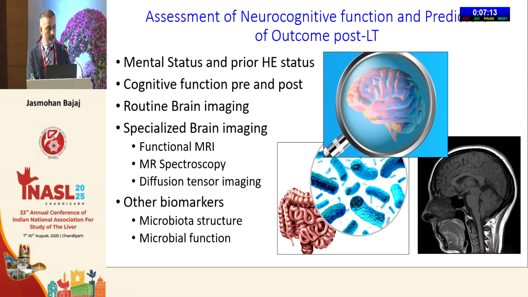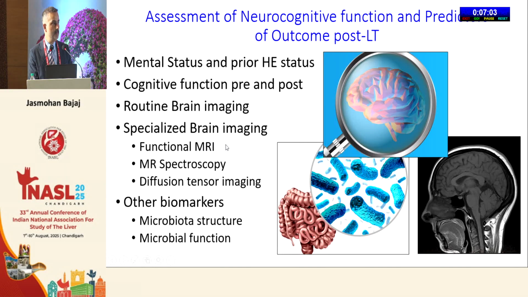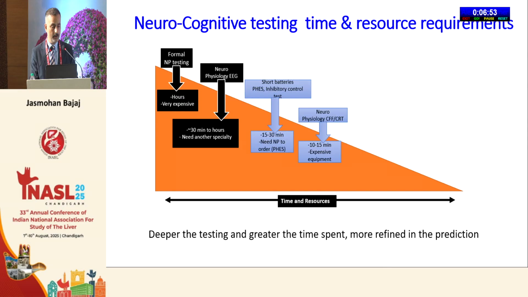So how do we check for it and predict the outcomes? Clearly we can see the patient's mental status and prior HE status. We can do cognitive function testing before and after. Routine brain imaging is really not very helpful. Specialized brain imaging has not gone beyond research yet. And other biomarkers such as microbiota structure and function can also be related to this.